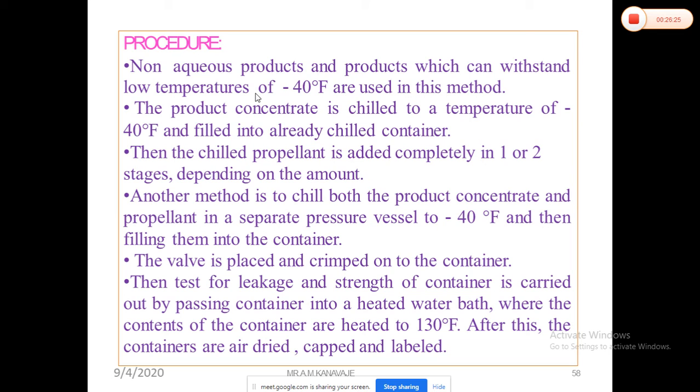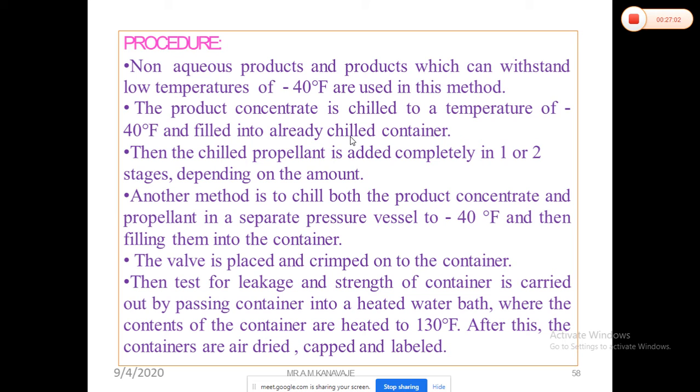Another method is to chill both the product concentrate and the propellant in separate pressure vessels and then fill them into the container. So this is another method, in which your product concentrate and propellant are chilled in separate pressure vessels and then filled into the container.